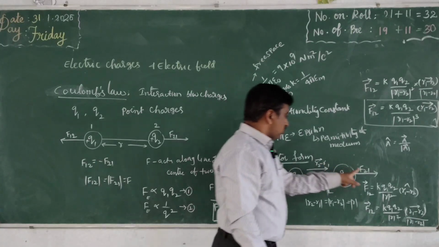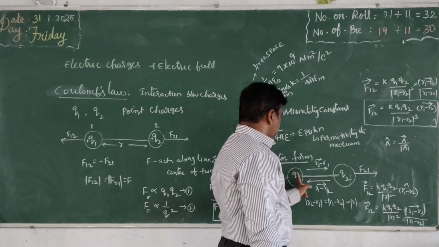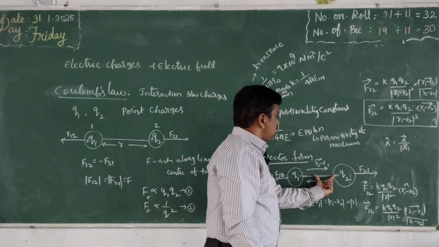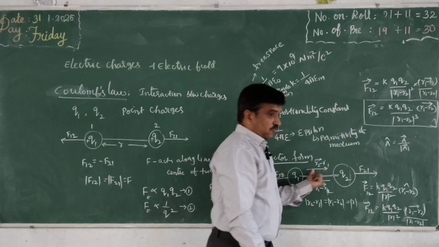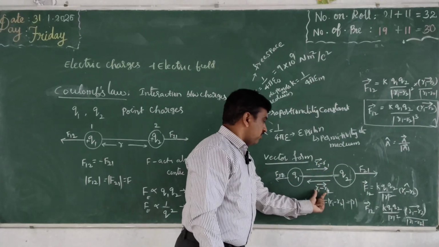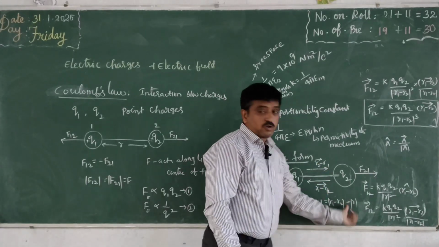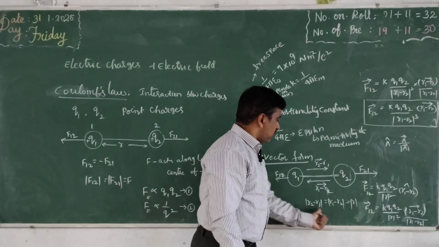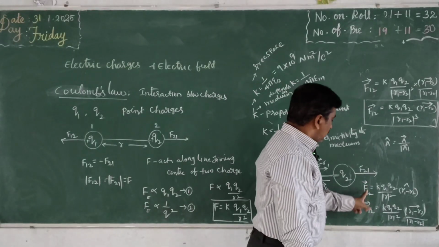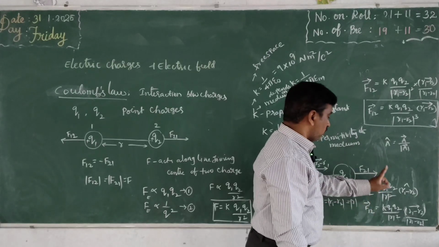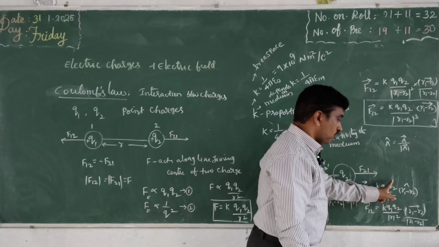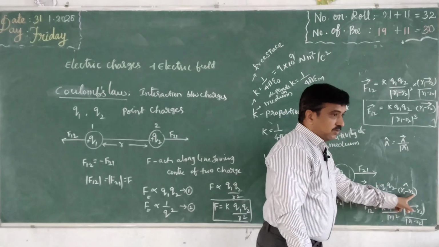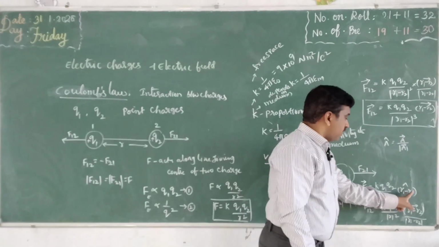For example, the force on 2 due to 1: this is first, this is second, so R2 minus R1 is the distance between the charges in vector form. R2 minus R1 and R1 minus R2, we can write the modulus of R, meaning both are the same distance but represented for vector form. Now the force on 1 due to 2 we can write as K Q1 Q2 by modulus of R whole square, and for vector form we multiply with the cap, meaning R1 minus R2 cap.